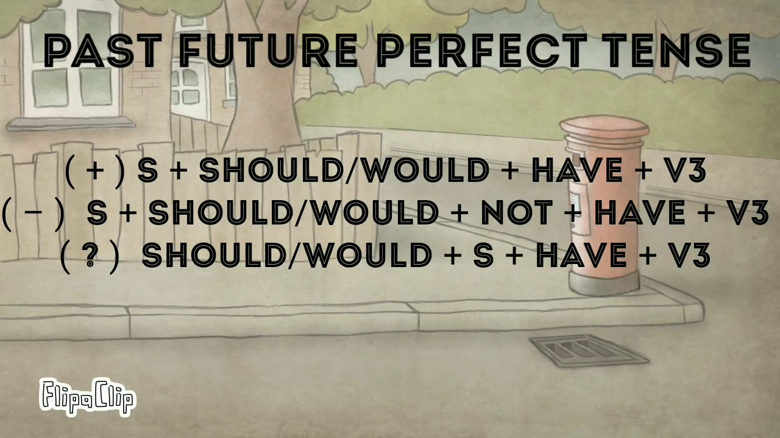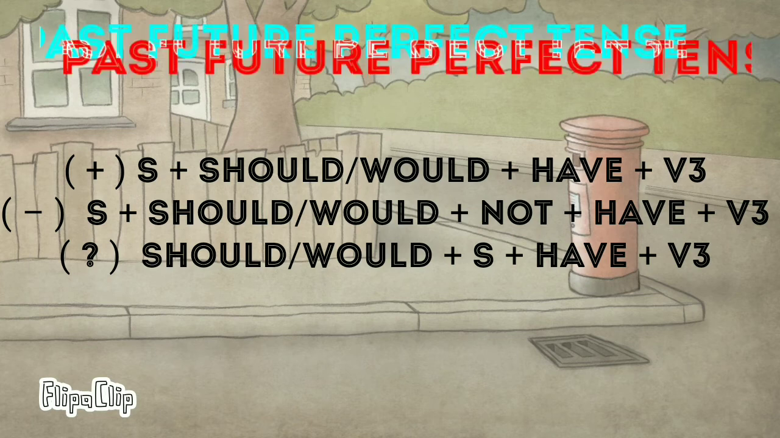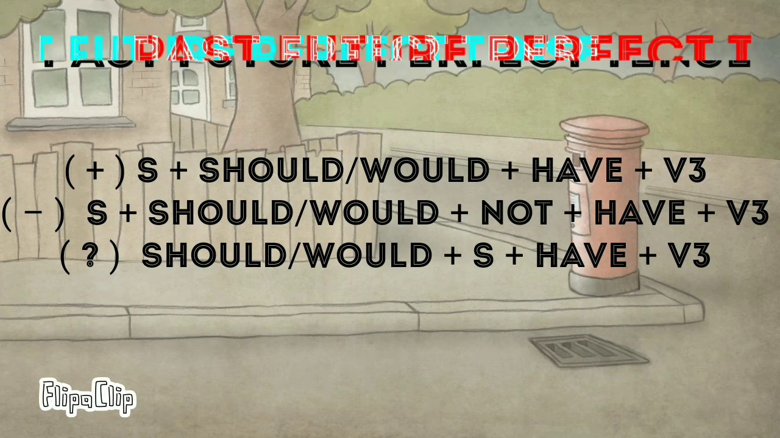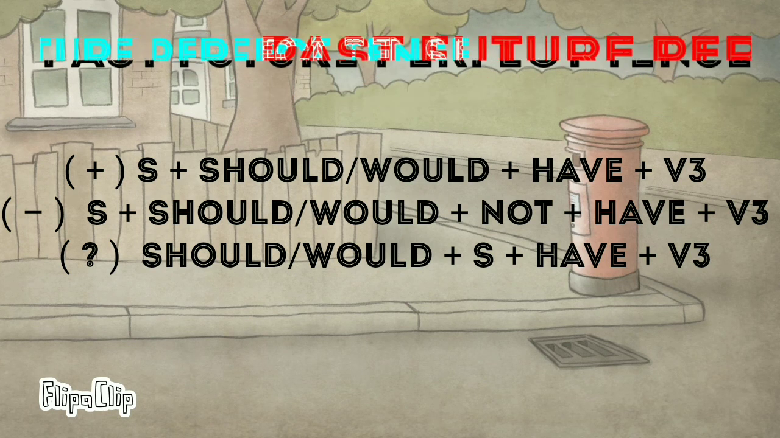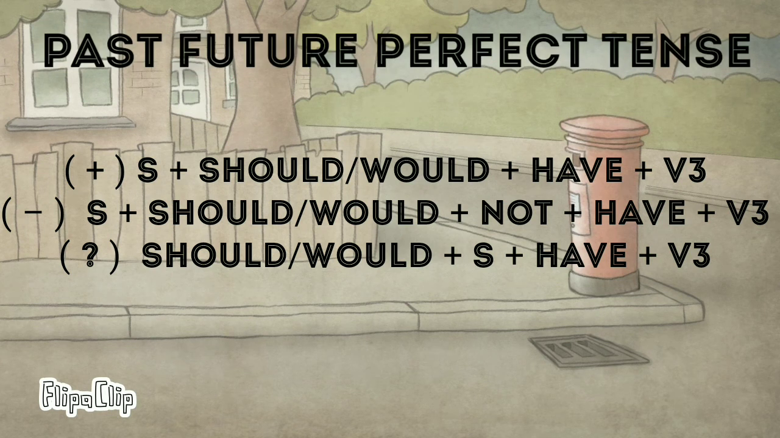Past future perfect tense. The structure of past future perfect tense, if statement, subject plus should or would plus have plus been plus verb 3. If negatives, subject plus should or would plus not plus have plus verb 3. If question, should or would plus subject plus have plus verb 3.